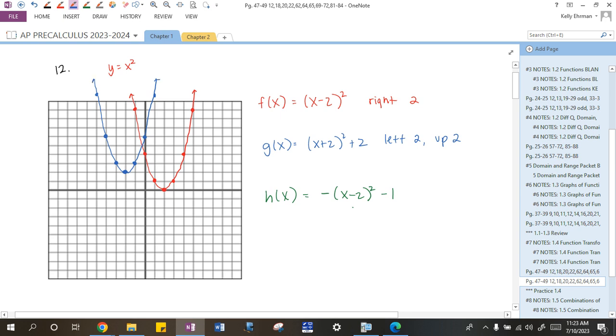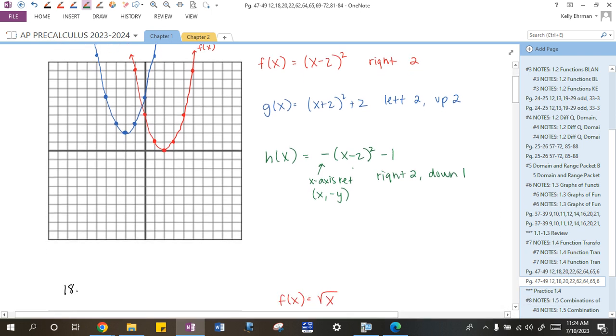So here's g of x. Or you could also label, this is f of x. This one's g of x. And I'm doing h of x in green. So h of x has this x-axis reflection, which means that for every x value, the y values become negative. And then after we figure out those points, we're going to go right 2, down 1.